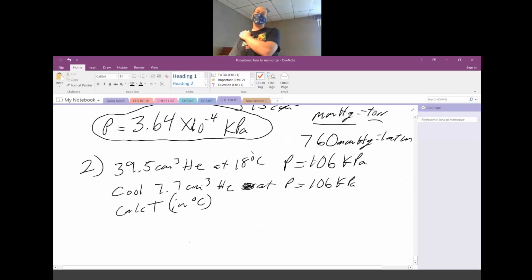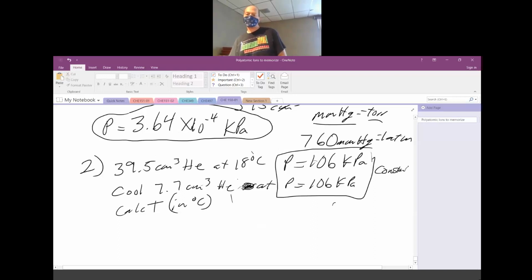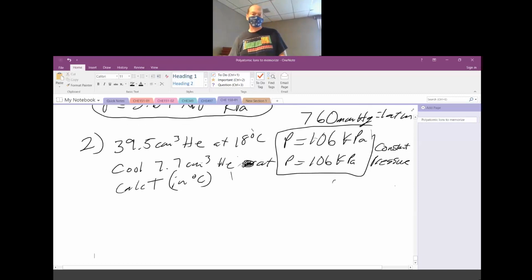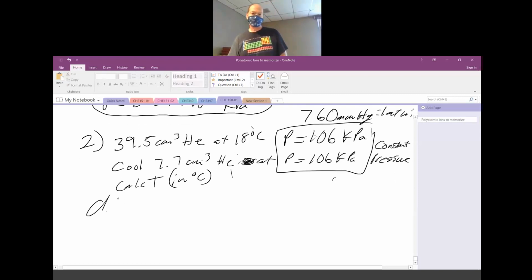All right, so what you have to notice is if they give you the same pressure, then you're at constant pressure. They can tell you it's at constant pressure, or they can list that exact same pressure 2 times. If it's not changing, it is constant. So when you have constant pressure, you have Charles's law, which is V1 over T1 is equal to V2 over T2.